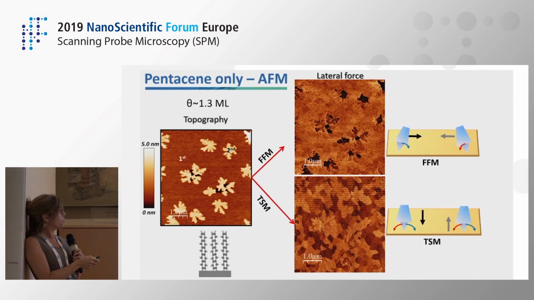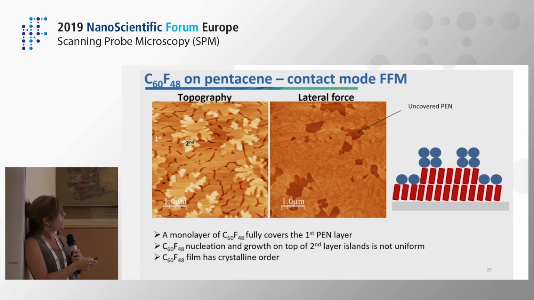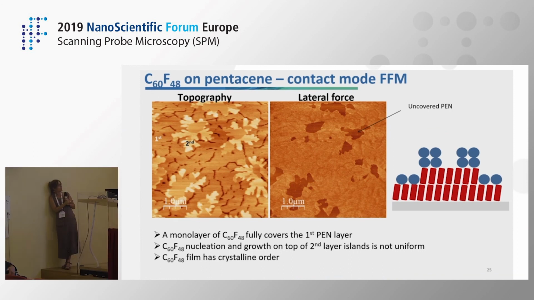And this is the pentacene when we measure the lateral force in transverse shear microscopy. Here we can see the domain boundaries between the different azimuthal orientations of the domains in the first layer. Now, when we deposit the fluorinated C60 on top of the pentacene, this is the morphology, the topography. The topography is showing us that there is one monolayer of fluorinated C60 covering the first layer.